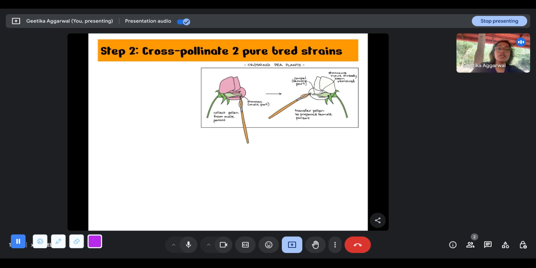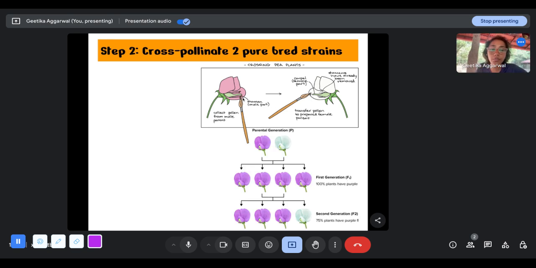Or the other way around would be, and in order to prevent selfing, he would actually cut off the anthers of the female plant, so that it does not get self pollinated before he conducts cross pollination. Okay, and if it was the other way around, then he would have cut the anthers of the purple flower and he would have used the pollen of the white flower and deposited it on the stigma of the purple flowers.